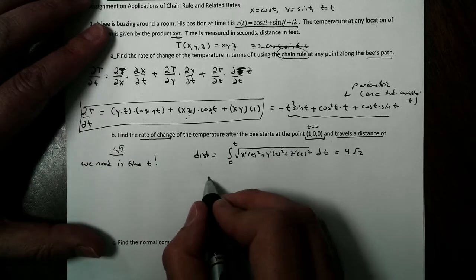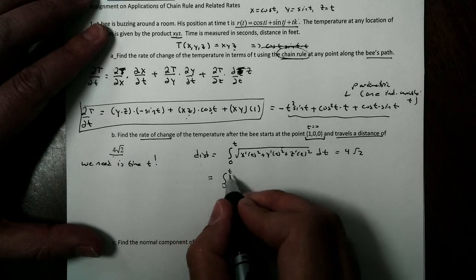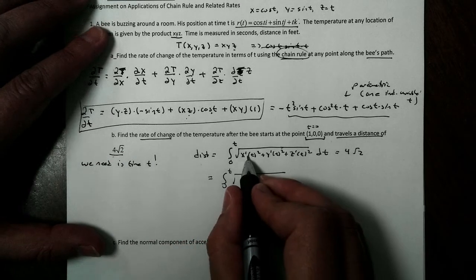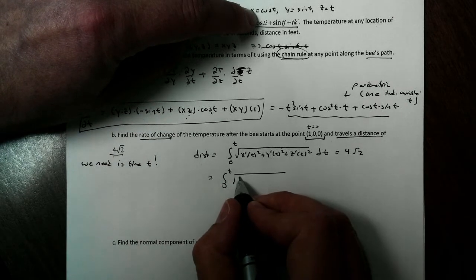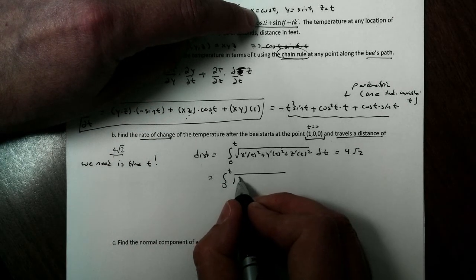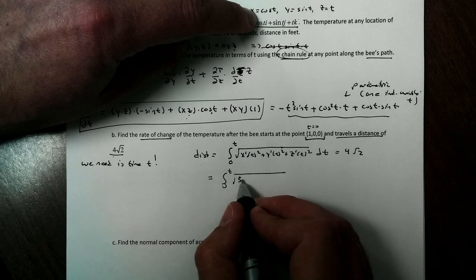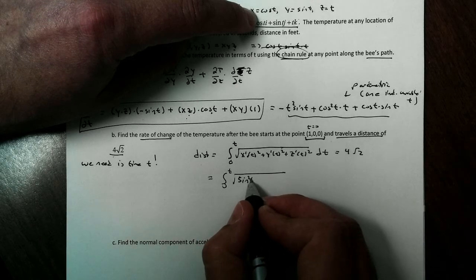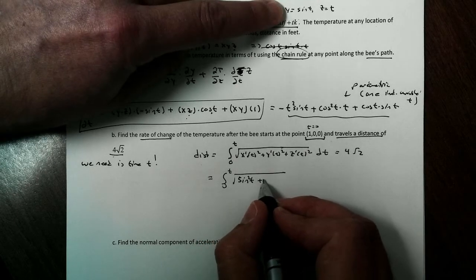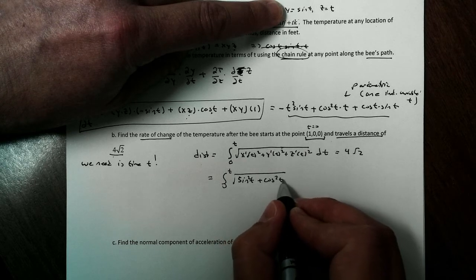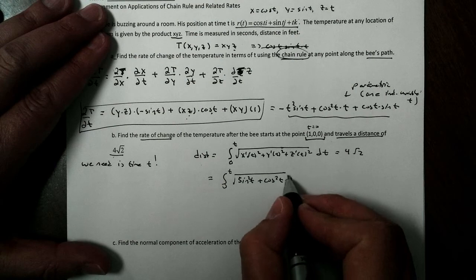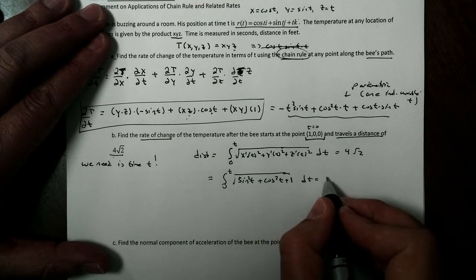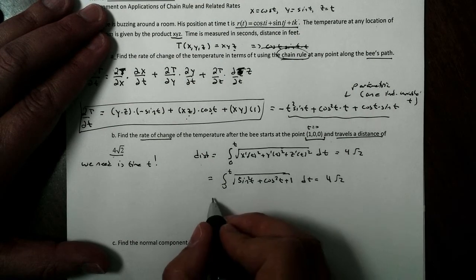So when I integrate this one, well, we got 0 to t. Well, let's find our derivatives. X of t is cosine, so the derivative is negative sine of t, so we square that, sine squared t. This becomes plus cosine squared of t, plus, and derivative of t is 1. Square that, we get 1 dt, and that's going to become 4 root 2.